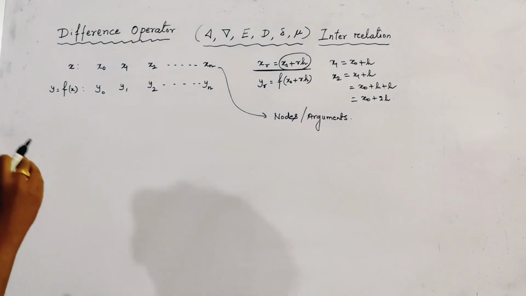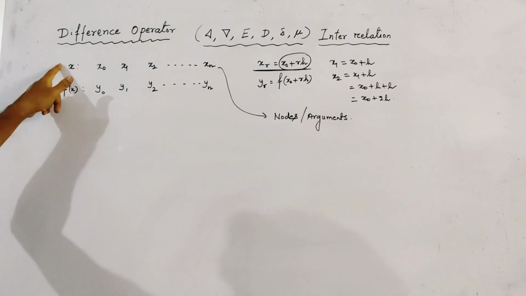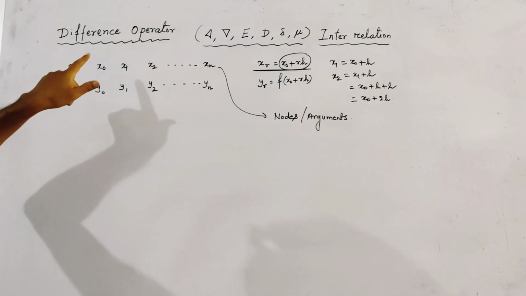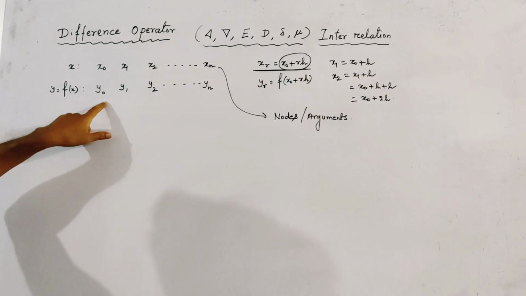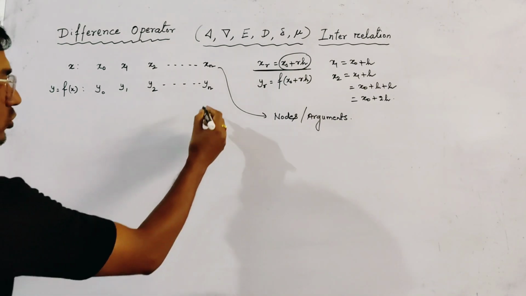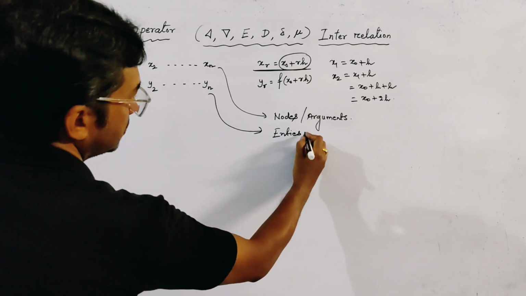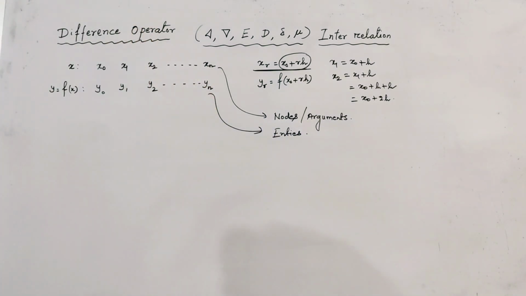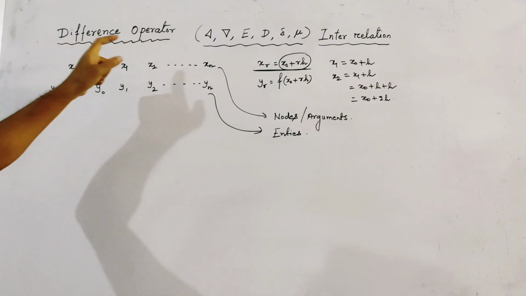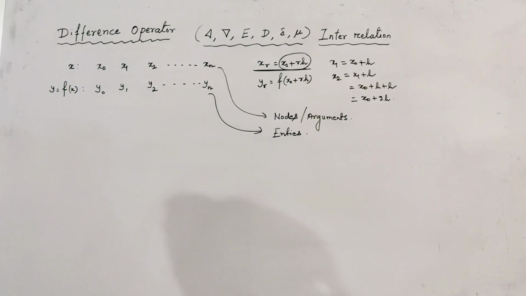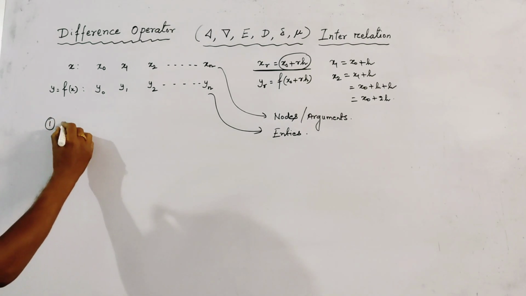It is also given that the corresponding values of f of x for the given values of x, that is when x is x0, the value of f of x is equal to y0. These are said to be entries corresponding to the nodes. So these are nodes or arguments and these are entries. Now we define the operator delta, that is, the forward difference operator.